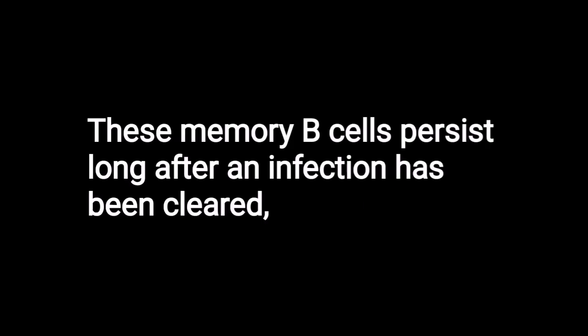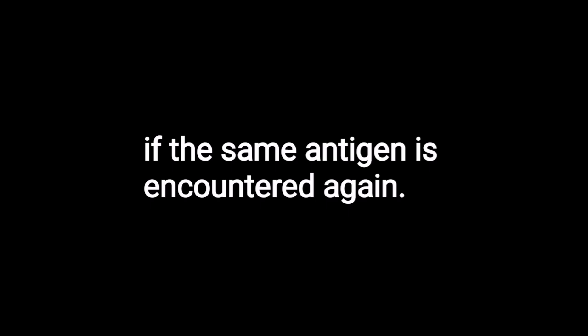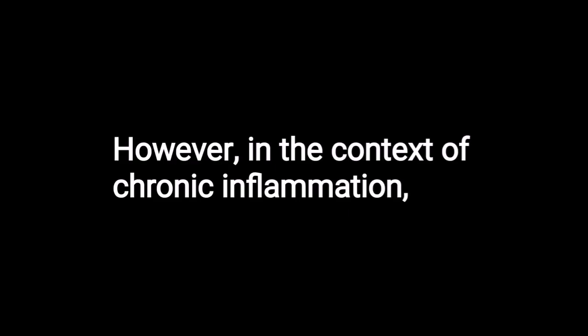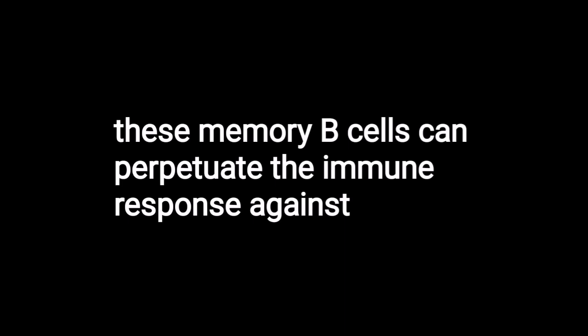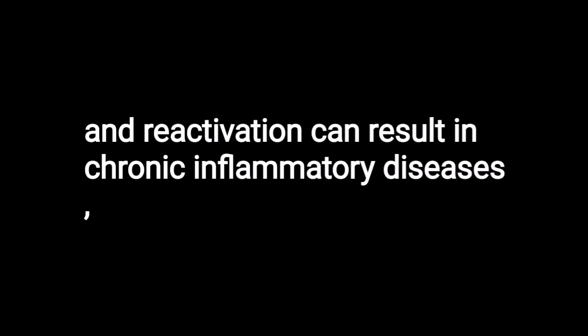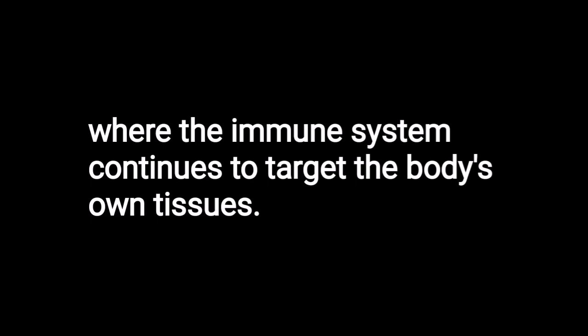These memory B cells persist long after an infection has been cleared, allowing for a more rapid and robust response if the same antigen is encountered again. However, in the context of chronic inflammation, these memory B cells can perpetuate the immune response against persistent antigens, leading to ongoing inflammation and tissue damage. This cycle of activation and reactivation can result in chronic inflammatory diseases, where the immune system continues to target the body's own tissues.